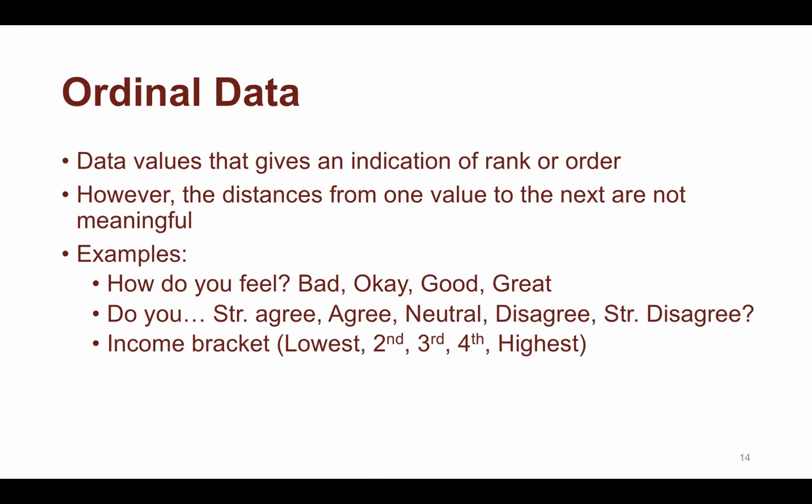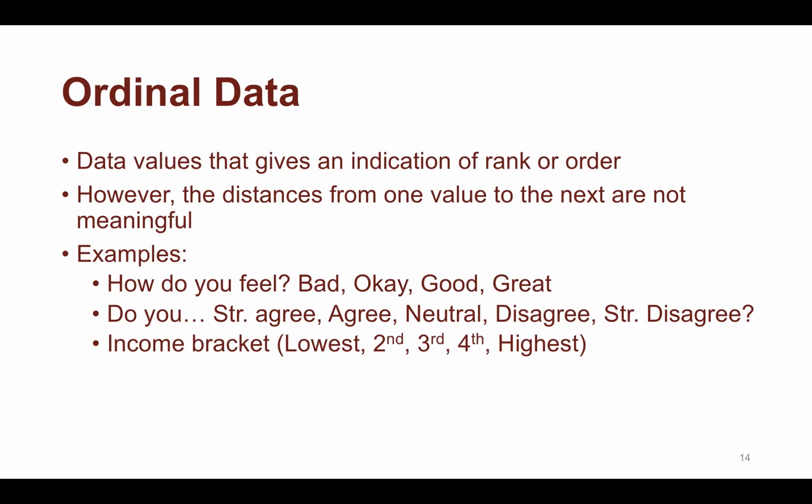Ordinal data gives an indication of the rank or order of data, but we can't really quantify the differences between them. So for example, I might ask someone, how do you feel? And give them the choices to report either bad, okay, good, or great. Even if I put those on a Likert scale where it's like 1 for bad, 2 for okay, 3 for good, 4 for great, I don't know specifically what is the numerical difference between bad and okay, or the difference between good and great, etc.